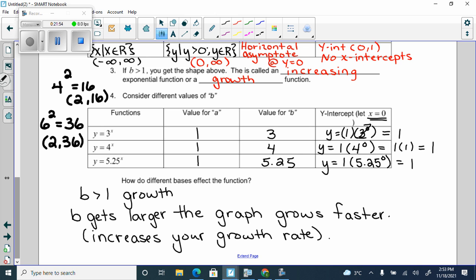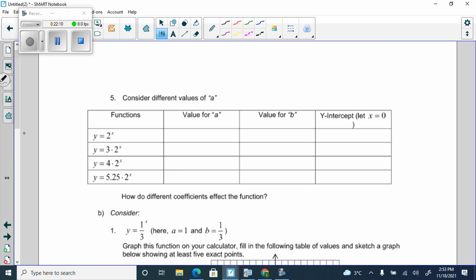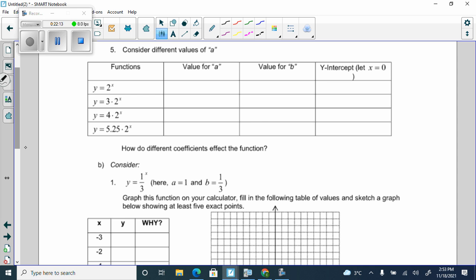Okay, then we'll flip over. What do you think we're going to look at on the next side? We did b greater than 1. What do you think we might do? B less than 1. B less than 1 after we do ours. Well, Max ruined this for us, but okay.